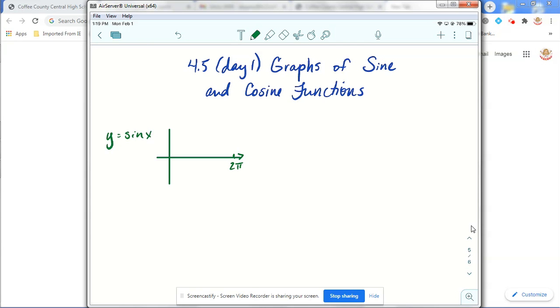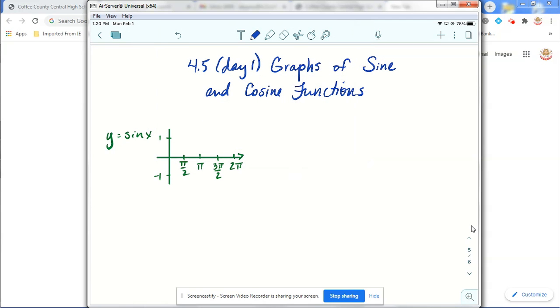All right, halfway between 0 and 2 pi is pi. Halfway between 0 and pi is pi over 2. And halfway between pi and 2 pi is 3 pi over 2. And this graph is going to have an amplitude of 1. So I would need to mark 1 and -1 on my y-axis.